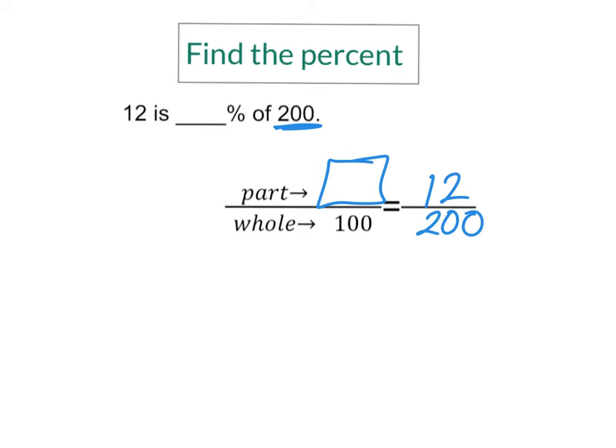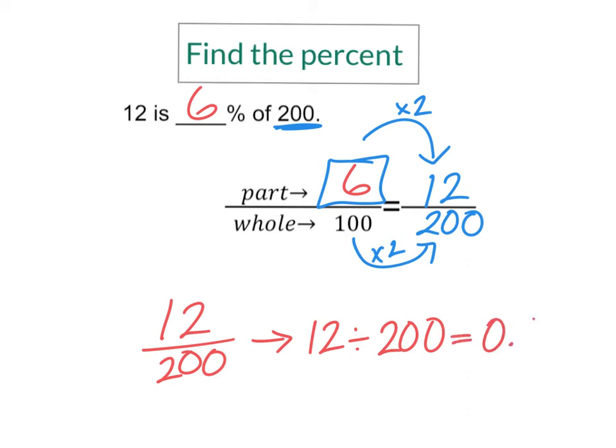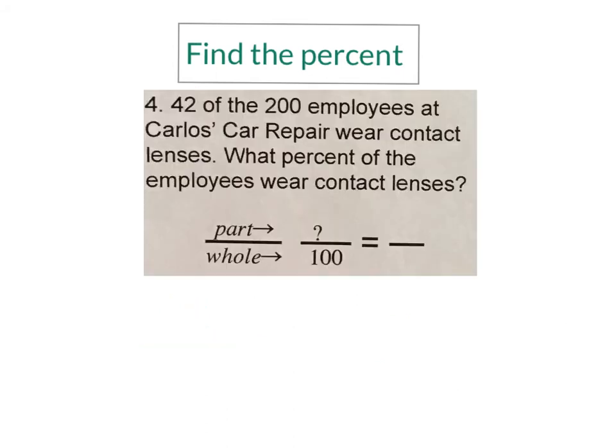And so I can think in my brain, okay, well, to go from 100 to 200, I multiply by 2. So this number times 2 would get me to 12. And so that means that must be 6. 6%. 12 is 6% of 200. I can check this by taking 12 to 200 and making that into that division problem on my calculator. If I take 12 divided by 200, I get the decimal 6 hundredths, which I know is the same as 6%.